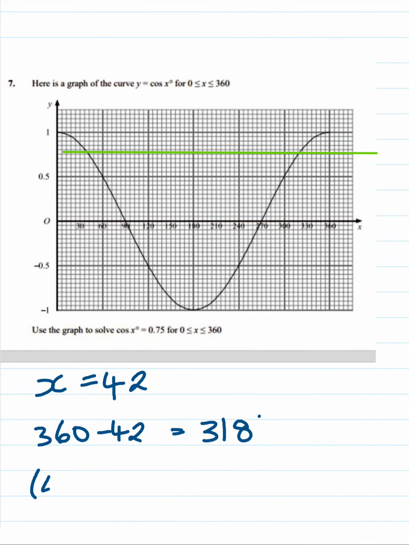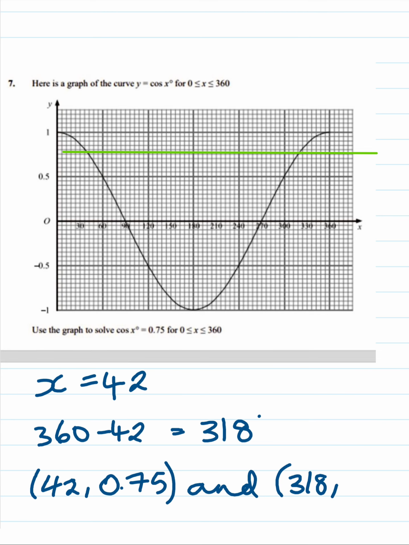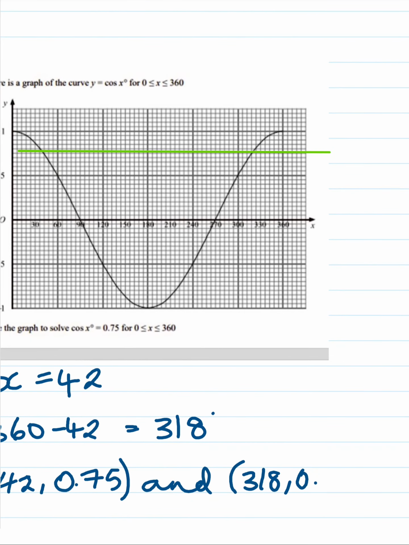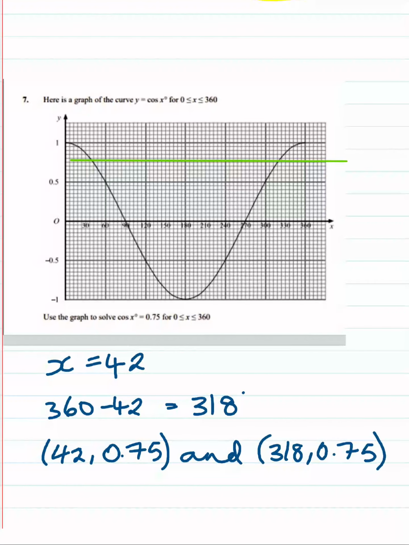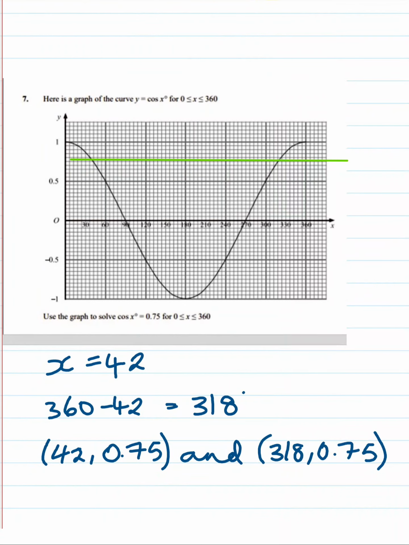The solutions are 42, as cos of 42 gives us 0.75, and 318 gives us 0.75 as well. And that's how we'd use a graph to solve an equation using the cosine function.